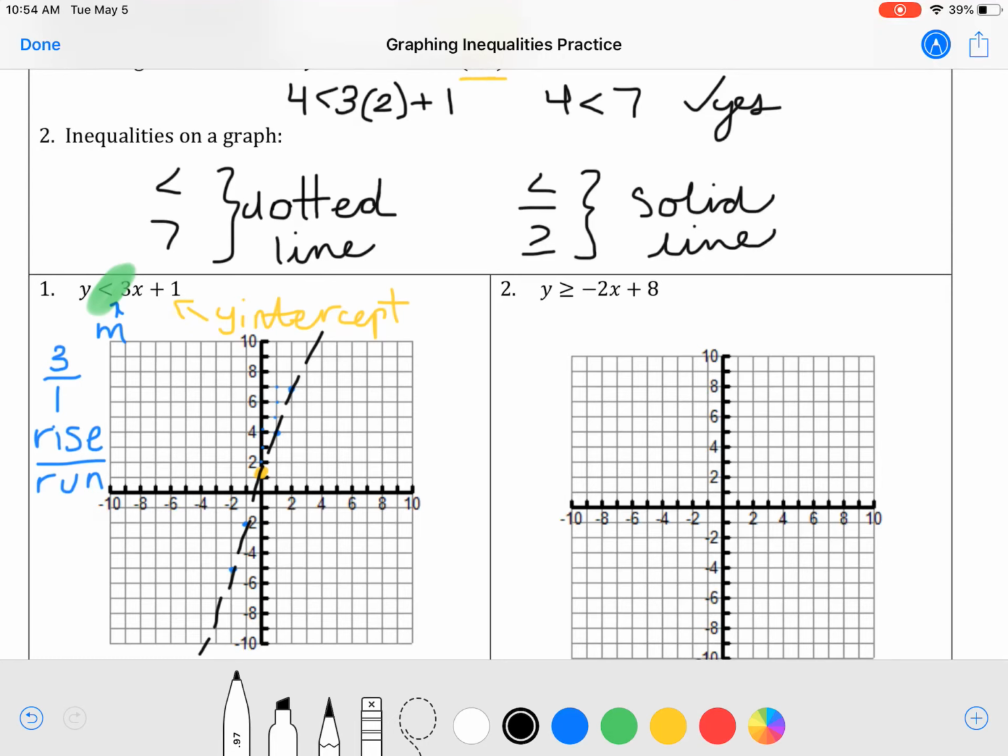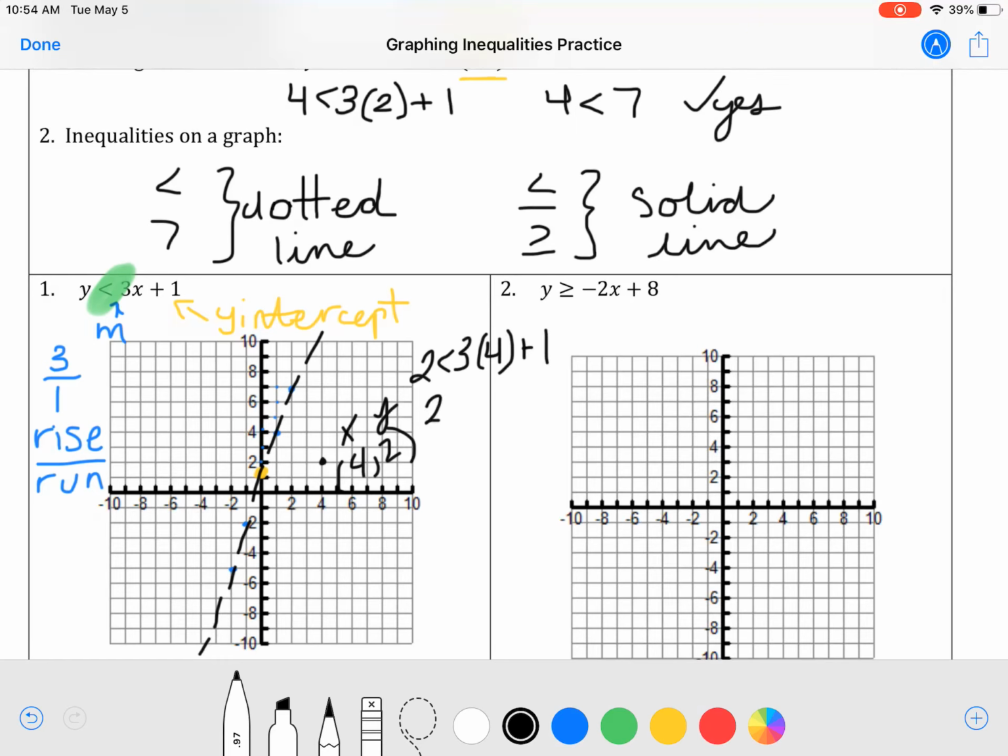Now, what I told you at the very beginning is that really what I'm looking at is, do ordered pairs fit my inequality? So this is always what I do. I like to pick an ordered pair. It doesn't matter what you pick. So I'm going to pick this point right here, and I'm going to say this is (4, 2). And I'm going to check, does this make my inequality work? Remember, the 4 is my x, the 2 is my y. So I'm going to plug it in. Is 2 less than 3 times 4 plus 1?